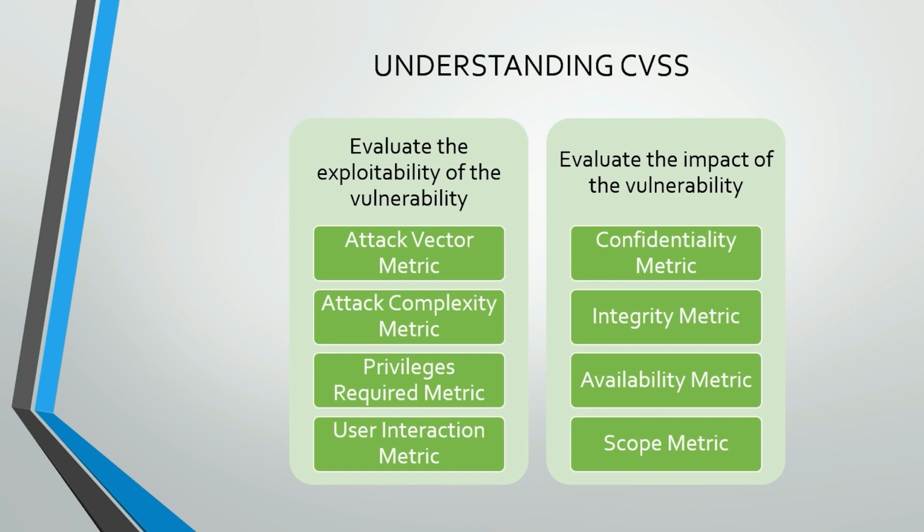So there are 2 critical aspects to it. We want to evaluate the exploitability of the vulnerability, but then we also want to evaluate the impact of the vulnerability. And in each one of those columns, we're looking at the attack vector. We're talking about the attack complexity, privileges required, user interaction. And then on the other side, we're looking at the CIA. The CIA triad is a repeating topic in all cybersecurity courses. And then the scope. Okay.